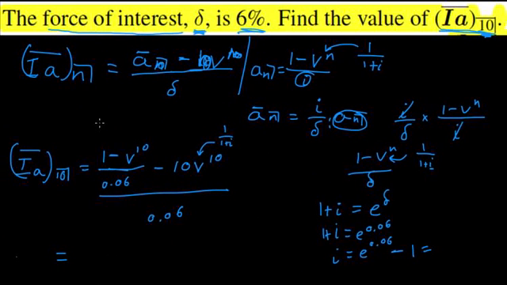33.86. 33.86 dollars, pounds, cents, whatever, and that's how it's done. That's the answer of this increasing annuity over 10 periods.